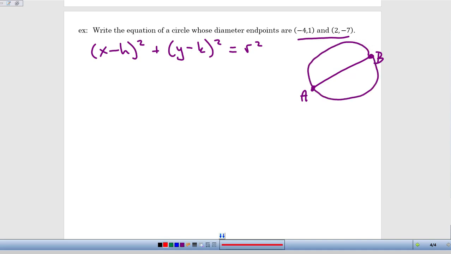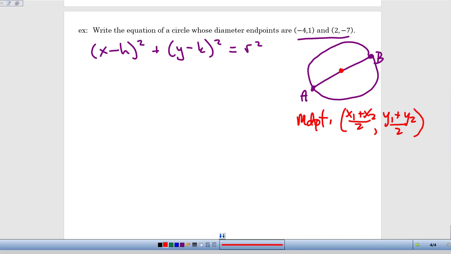Well, if I want to figure out what the center is, it's going to be the midpoint of that line segment that connects the two points, A and B. And hopefully we've got some memory of our geometry days where we knew how to find the midpoint of a segment given the coordinates of the two points. The way we do that is, to find the midpoint, we take the two x coordinates, add them and divide by 2.